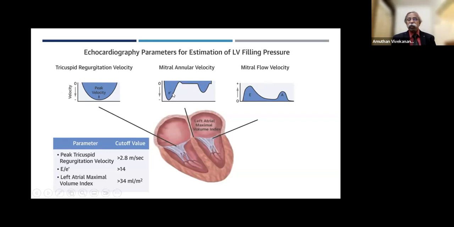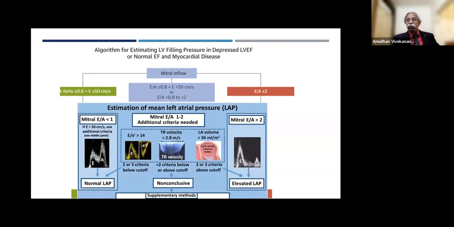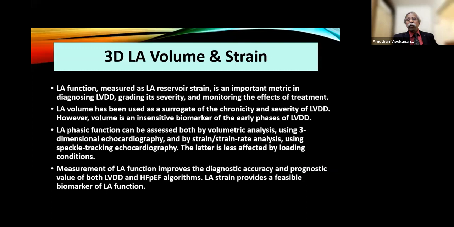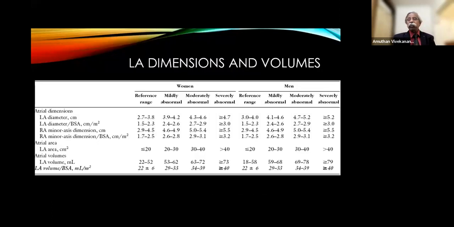E by E prime. So calculate the E by E prime. This is the rule of seven, which we use: septal E prime should be less than 7 to suggest LV diastolic dysfunction. And then E by E prime should be more than 14, the rule of seven multiplication. And TR jet velocity should be more than 2.8 meters per second. And LA volume should be more than 34. So these are the easy criteria to identify, the four common measures. First is mitral E prime, E by E prime, and then TR velocity, LA volume. Simple. If more than 50% of the four are abnormal, it is diastolic dysfunction. And LA volume can be calculated very easily by this method.